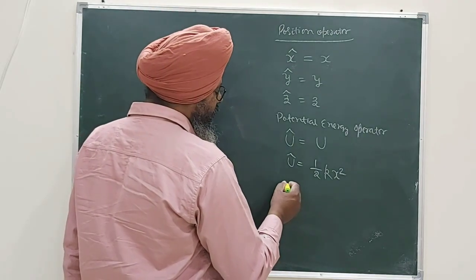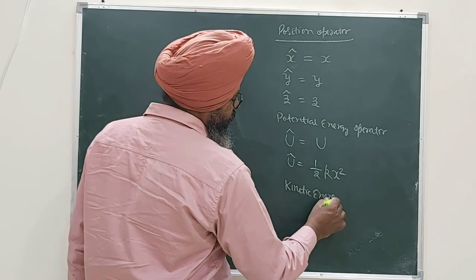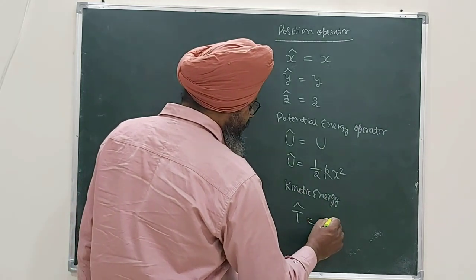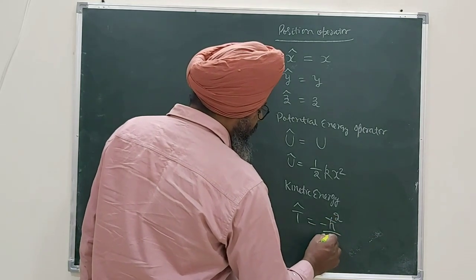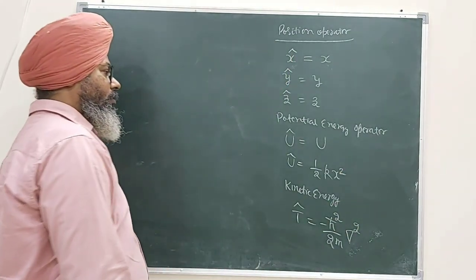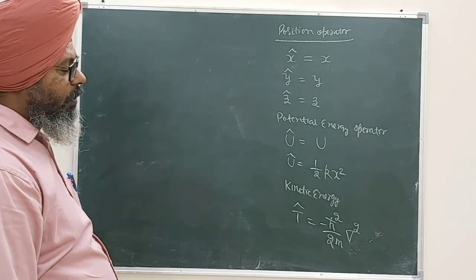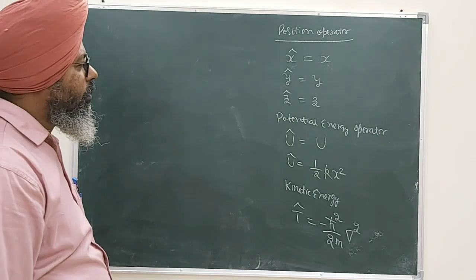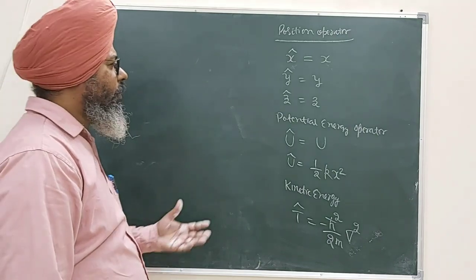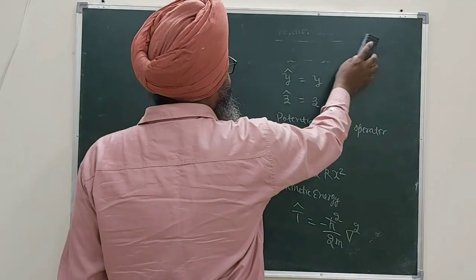Similarly, what is the operator for kinetic energy? So it is represented by capital T cap. So the kinetic energy operator is actually minus h cross square upon 2m times del square. These are some additional operators which students must remember for solving various numerical problems in the chapter of quantum mechanics. So these were certain different operators I wanted to share with you. Let us move to the next topic.